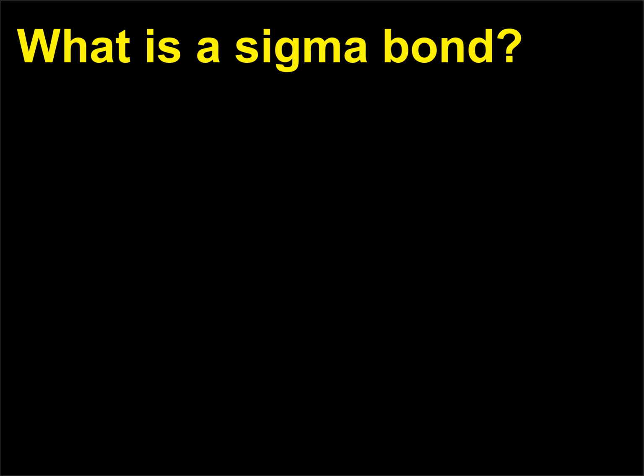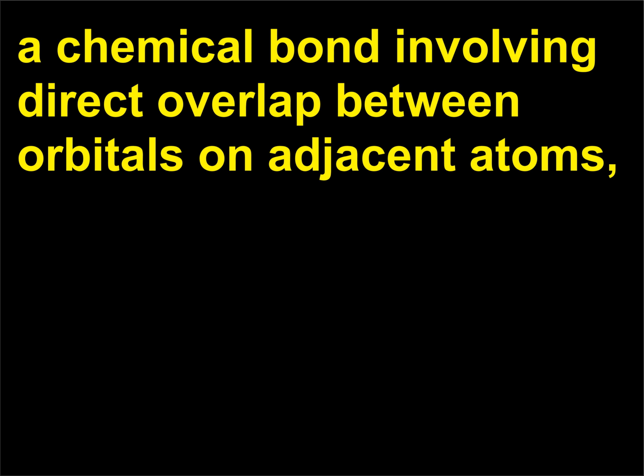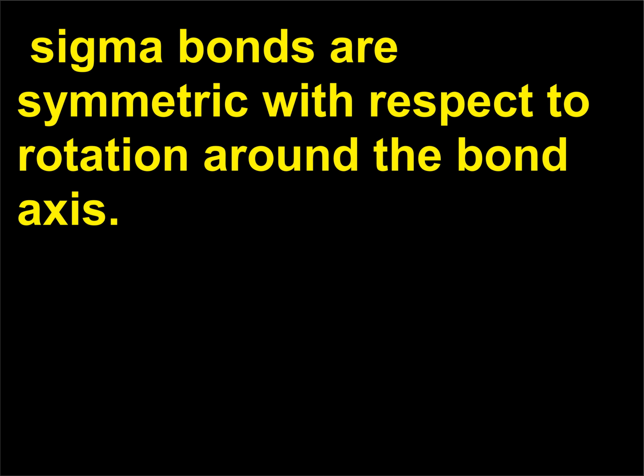What is a sigma bond? A chemical bond involving direct overlap between orbitals on adjacent atoms. Sigma bonds are symmetric with respect to rotation around the bond axis.